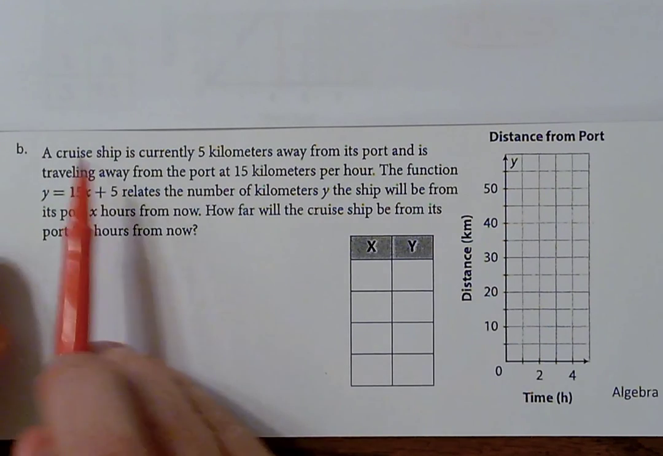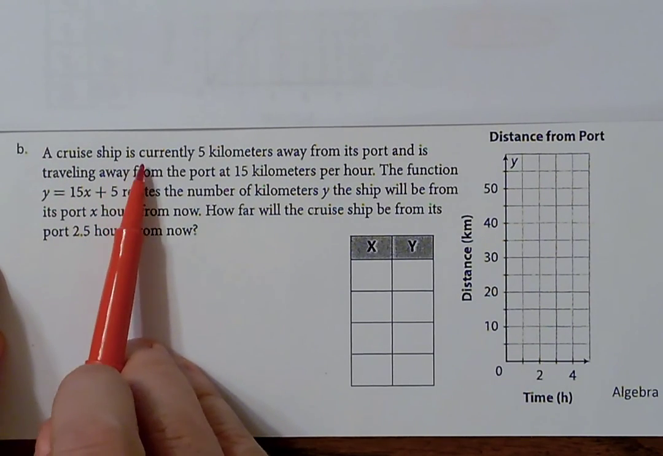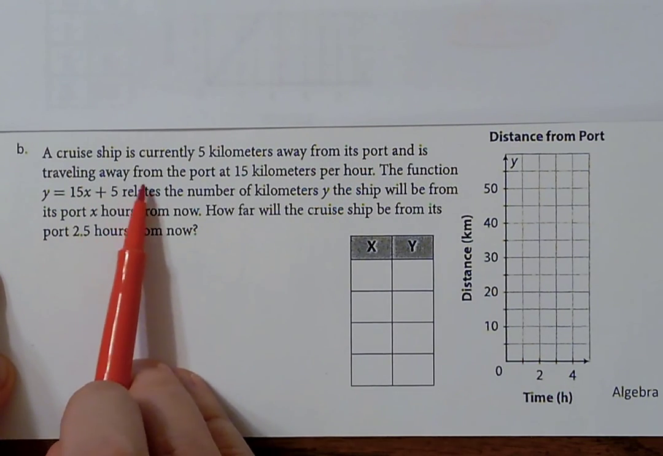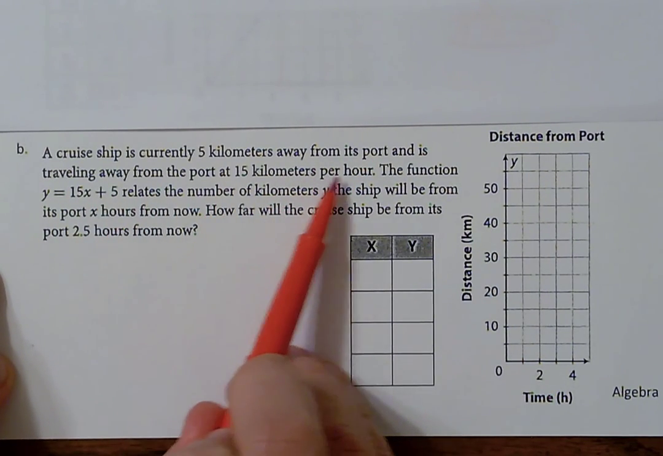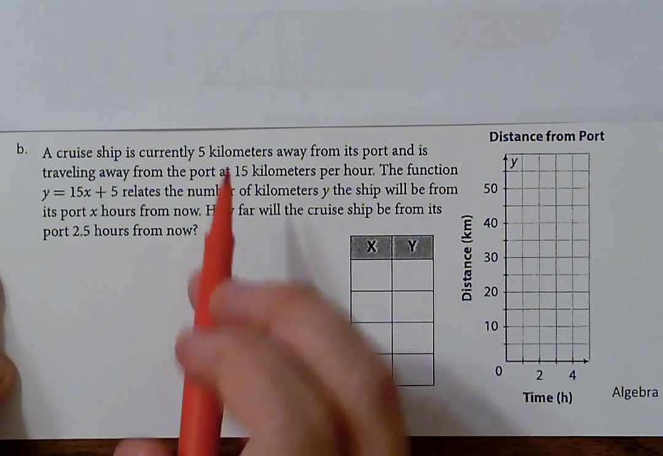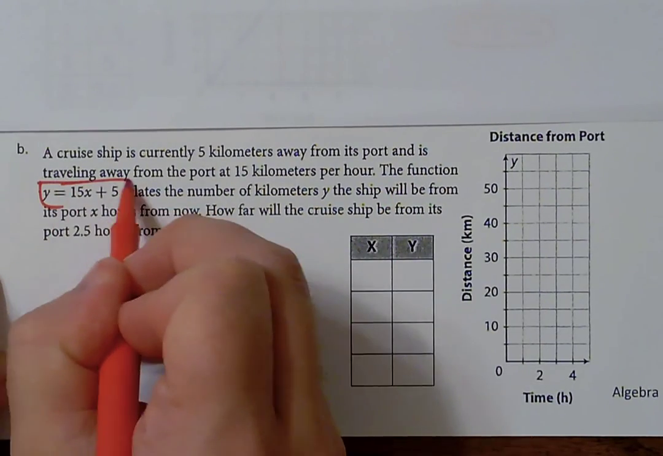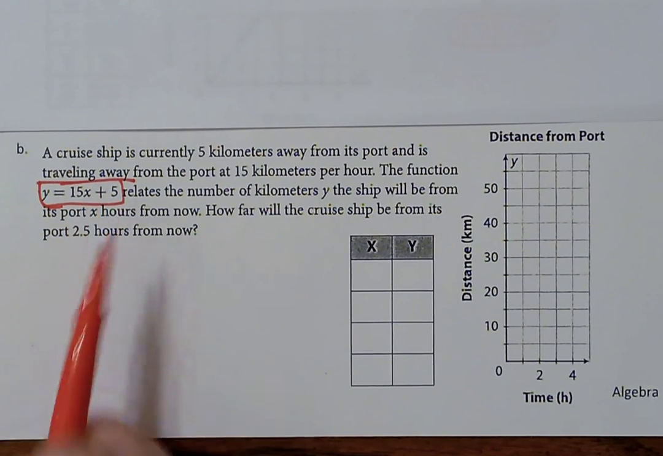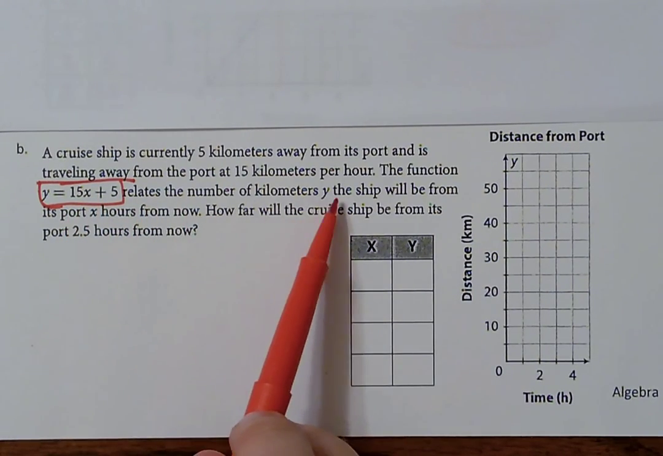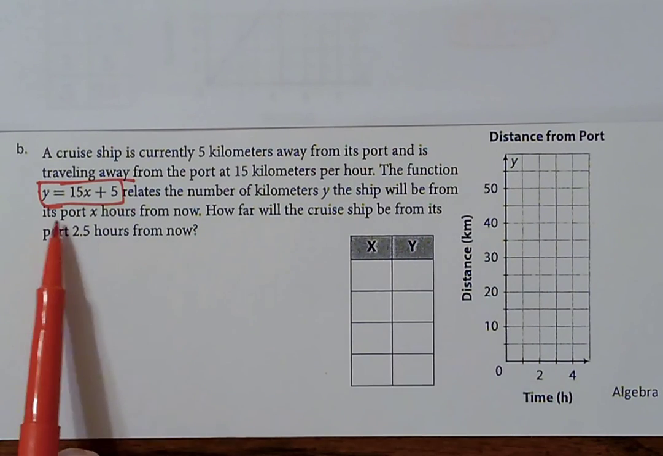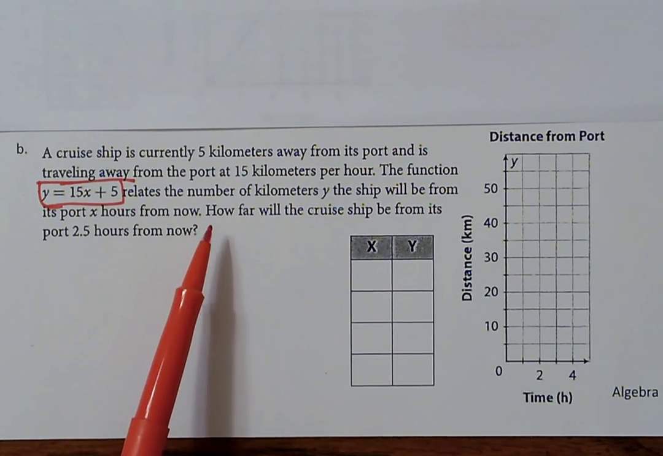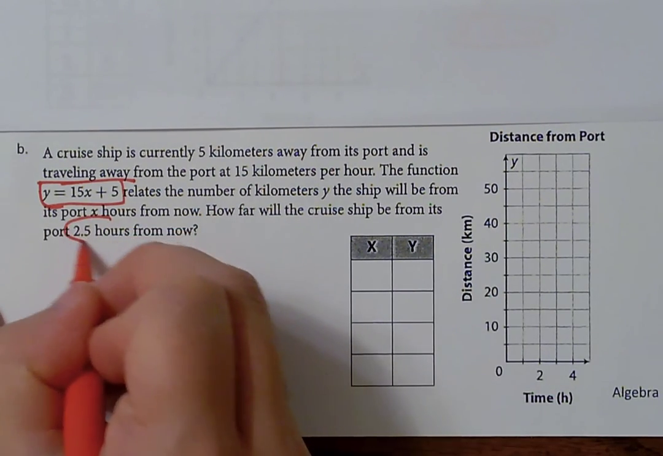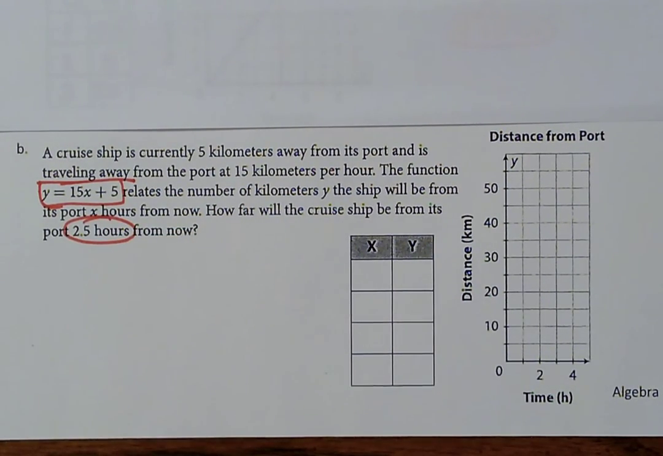So example 3B states a cruise ship is currently 5 kilometers away from its port and is traveling away from the port at 15 kilometers per hour. The function, this is the part I want to highlight, y equals 15x plus 5 relates to the number of kilometers y the ship will be from its port x hours from now. How far will the cruise ship be from its port 2.5 hours from now.